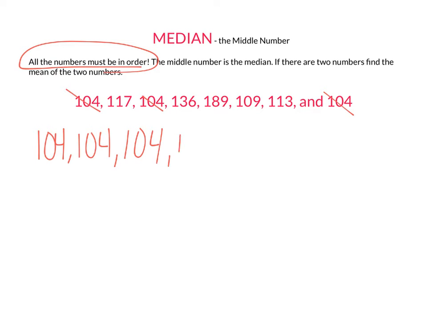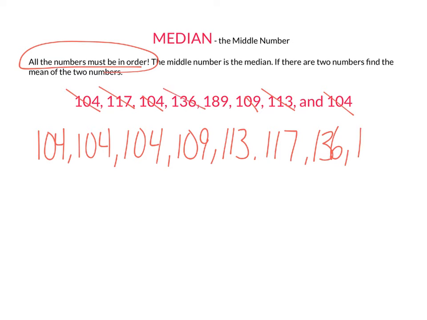Then we have 109. And then I see a 113. And then next would come 117. And then we have a 136. And last we have 189. And so now we do have all those numbers in order. And the method I kind of go through as I'm trying to find that middle number is just kind of cross them off as you go. Which one is going to land in the middle?